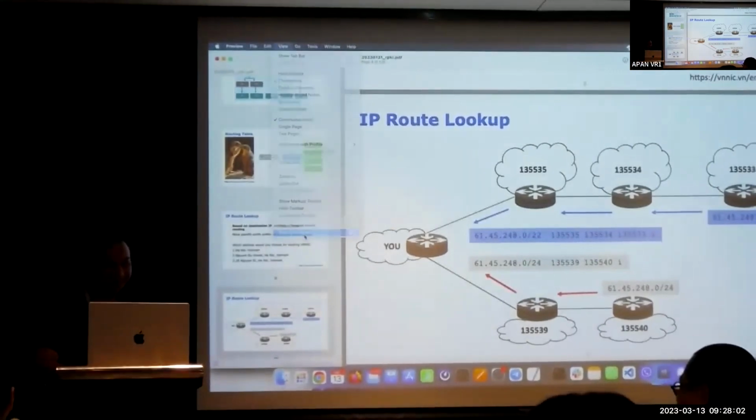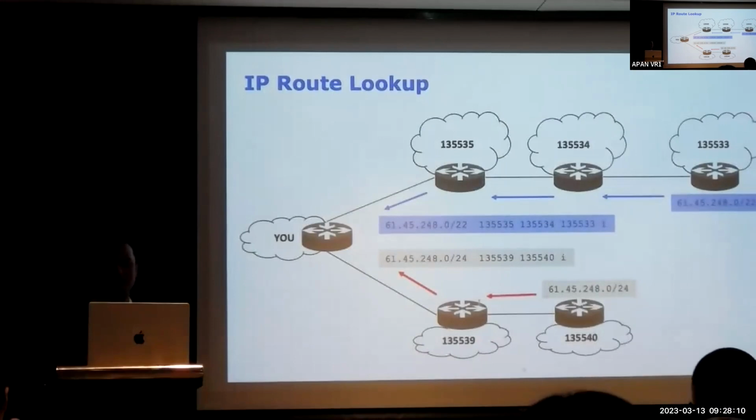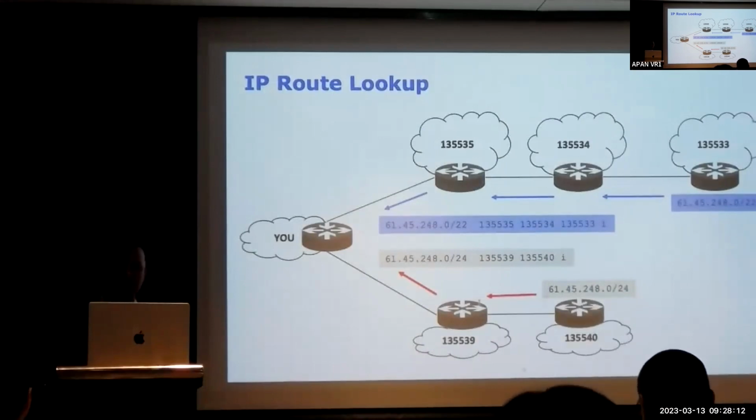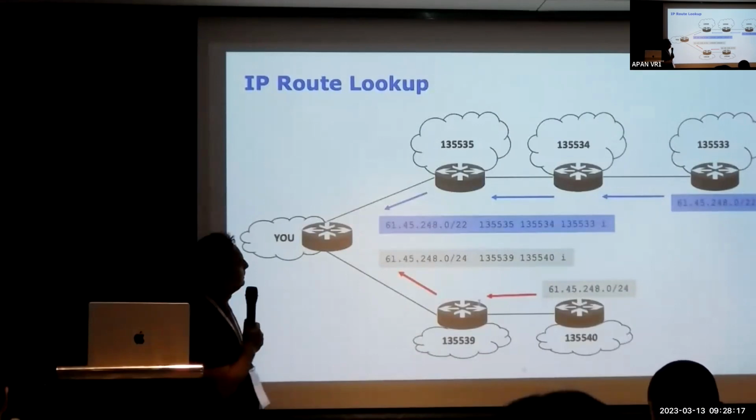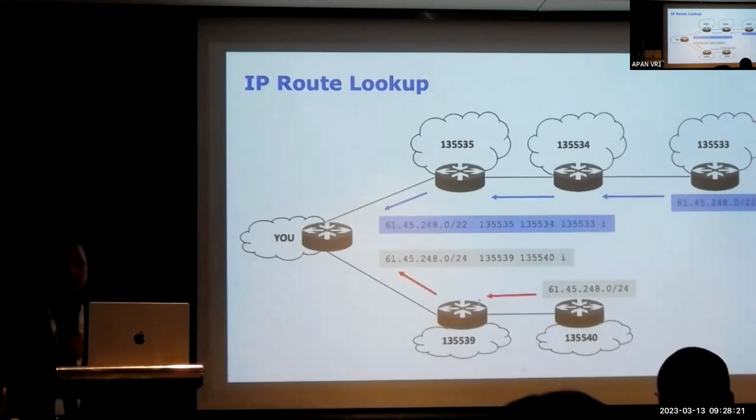And thank you. Okay, so when we talk about the IP route lookup, there are basically 1, 2, 3, 4, 5, 6, 7, 6 routers on the internet. Every router belongs to one autonomous system number. The numbers on the top of the router are basically the autonomous system numbers.